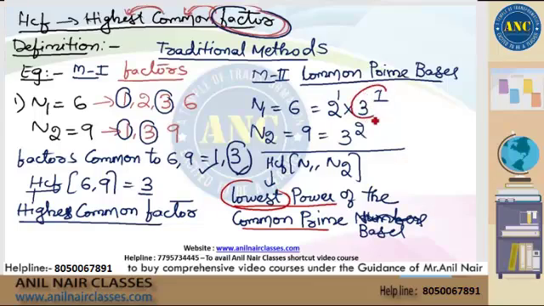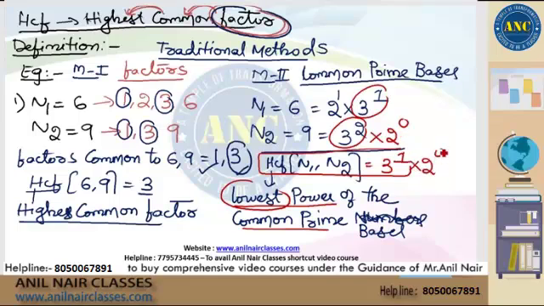Now if you see 3 power 1, 3 power 2, what is the lowest power that is common? Which is 3. So HCF of N1 and N2 will be 3. Here if you write it as 2 power 0, 2 power 0, 2 power 1, what is the lowest power common? That is 2 power 0.